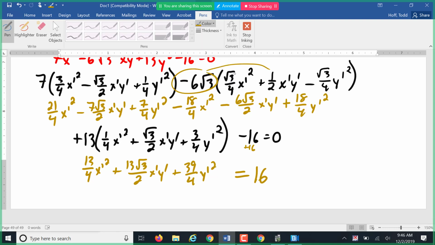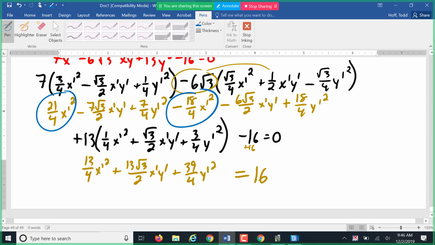So let's combine. We have the x squareds. We got 21/4 minus 18/4 plus 13/4. So 21 minus 18 is 3 plus 13 is 16/4, otherwise known as 4 x prime squared.